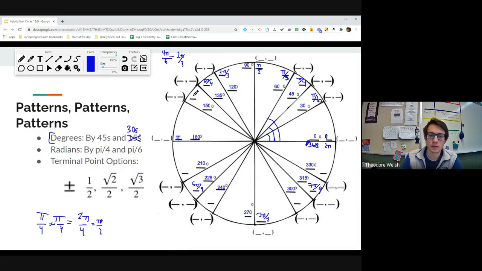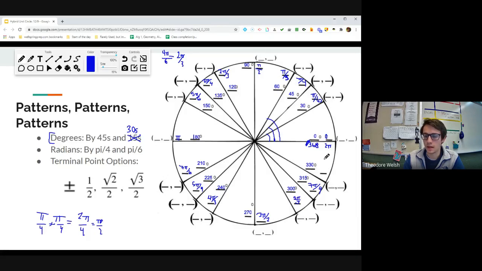4 pi over 6 plus pi over 6 would give us 5 pi over 6. Plus again would give us 6 pi over 6, which is pi. Plus again would give us 7 pi over 6. So we're just counting up by pi over 6's. So 1 pi over 6, 2 pi over 6, 3, 4, 5, 6, 7, 8 pi over 6, which is a fraction that simplifies to 4 pi over 3. So 8 over 6 simplifies to 4 over 3. That's what I'm doing there. 9 pi over 6 is 3 pi over 2. 10 pi over 6. So 10 over 6 simplifies to 5 over 3. So we have 5 pi over 3.